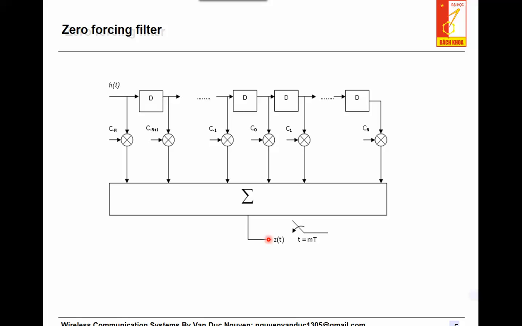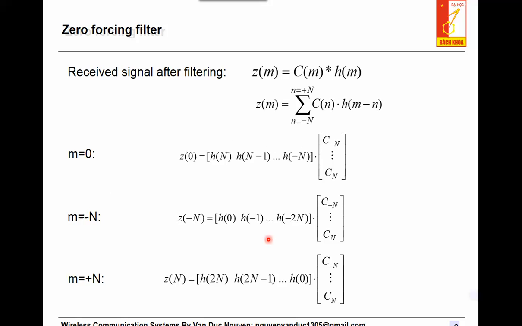So now we have this equation. We have the output of the filter, which is the convolution of the input of the filter with the filter coefficient. The input of the filter here is the channel coefficient, in case that we transmit a signal, the direct input signal. And here is the filter coefficient, and that is the convolution operation.